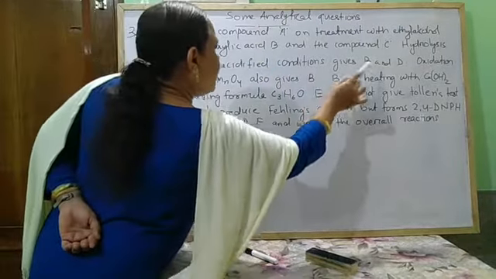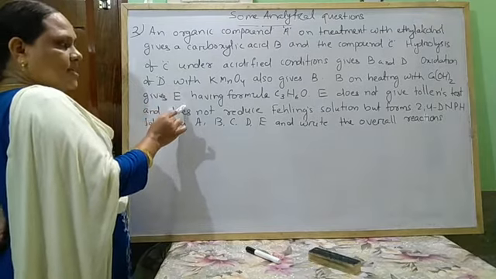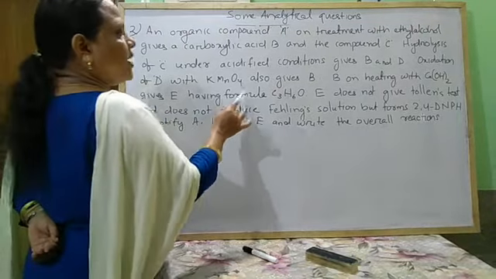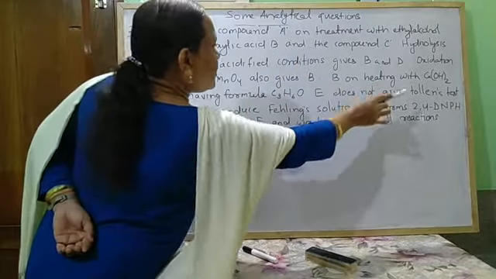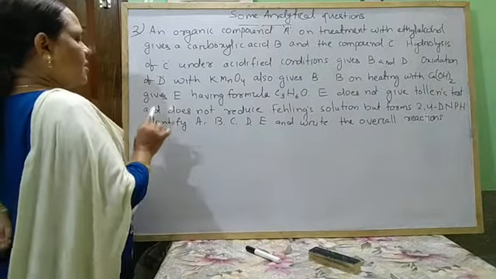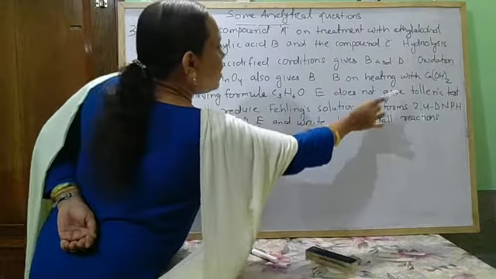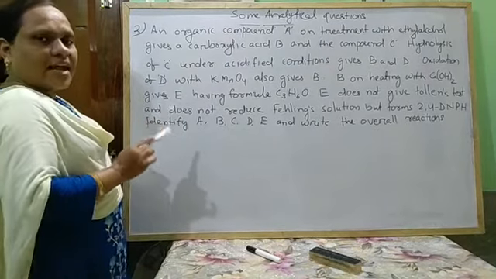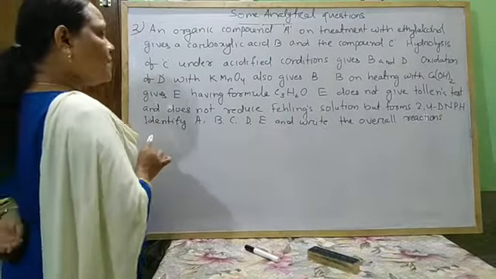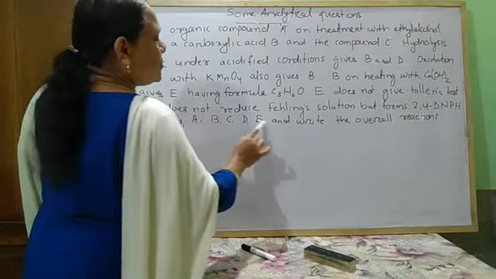B on heating with calcium hydroxide gives E, having formula C3H6O. E does not give Tollens test and does not reduce Fehling solution, but forms 2,4-DNPH, 2,4-dinitrophenylhydrazone. Identify A, B, C, D, E.